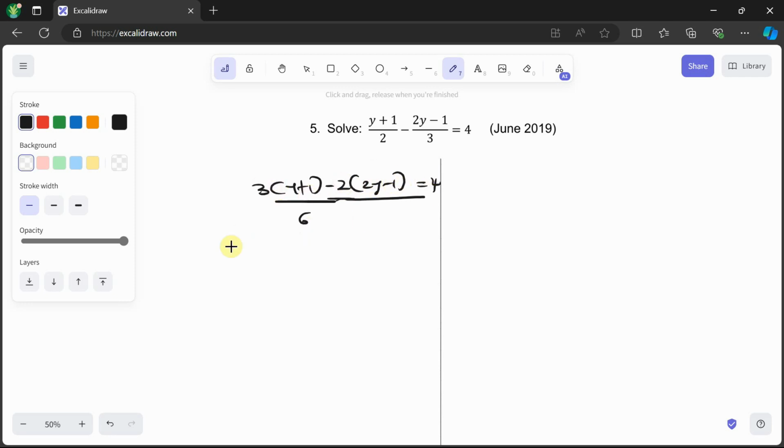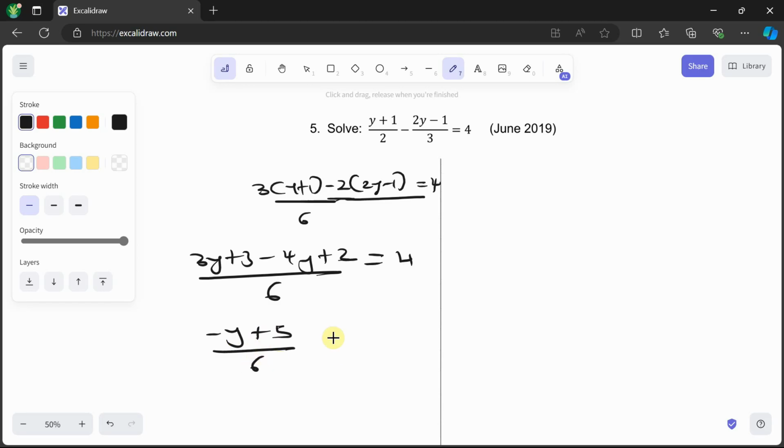Let's expand this bracket. 3 times y will give me 3y, plus 3 times 1 will give me plus 3, minus 2 times 2y will give me minus 4y, minus 2 times minus 1 will give me plus 2, all over 6 is equal to 4. Now let's simplify. 3y minus 4y will give me minus y, plus 3 plus 2 will give me plus 5, all over 6 is equal to 4.